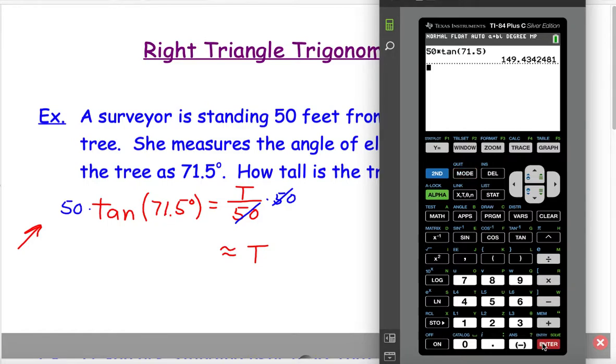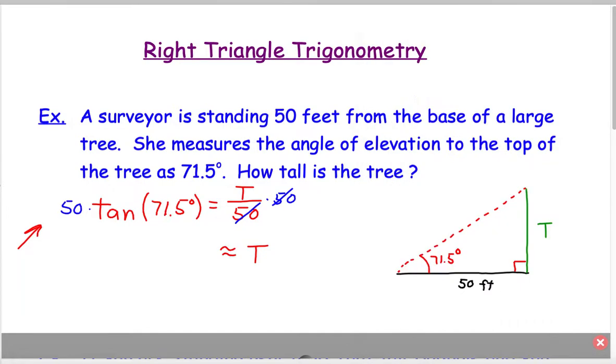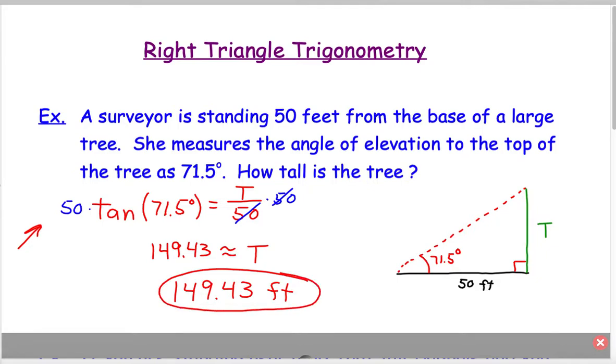149, we'll round it to 2 decimals, let's say, 0.43. So 149.43. And remember that the units here were in feet, so my final answer, let's say 149.43 feet. And that's how tall the tree is. All right, let's try another example.